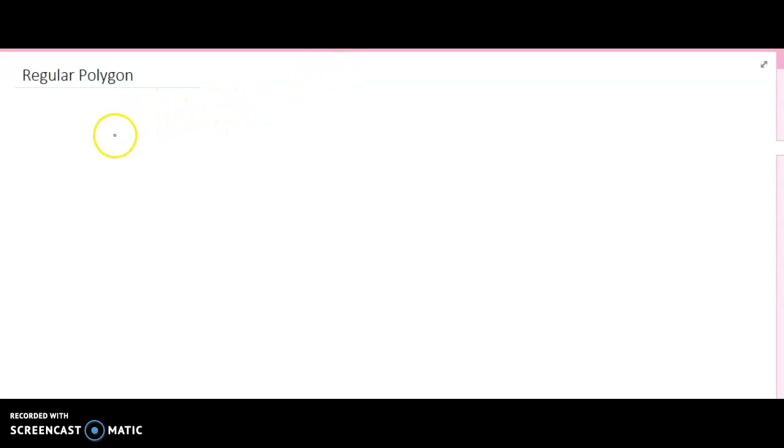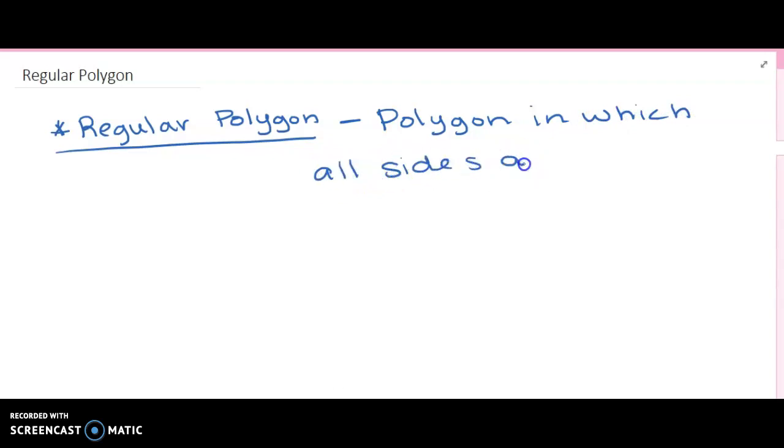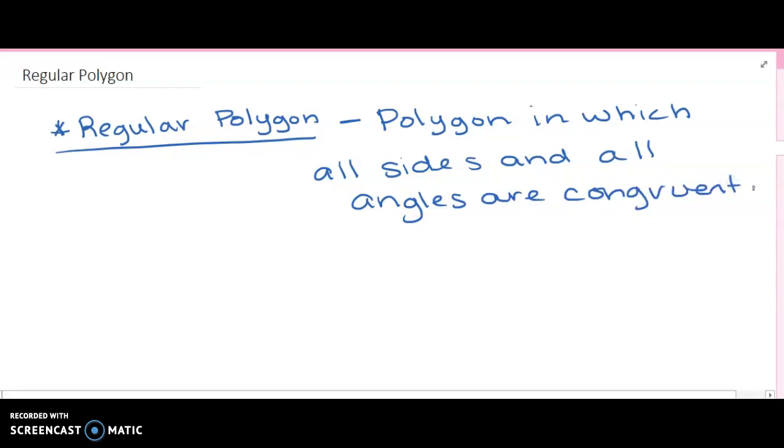But after you glue this down, I want you to also write the definition of a regular polygon. Okay. So a regular polygon is just a polygon in which all sides and all angles are congruent. Basically, all sides have the same length and all angles have the same angle measure.